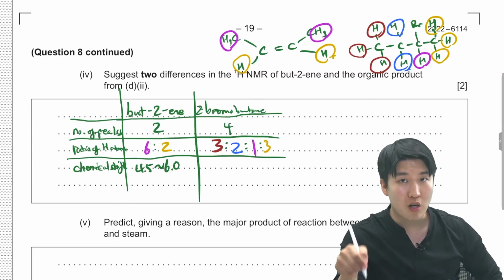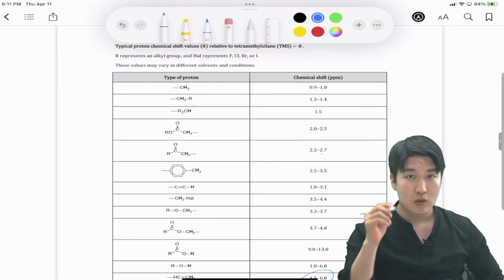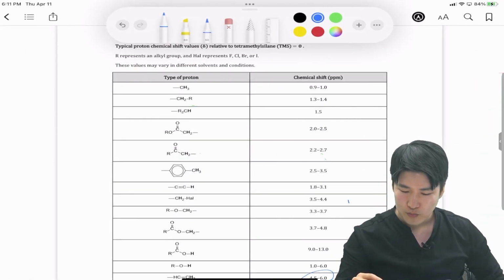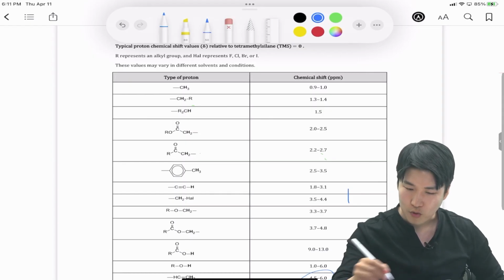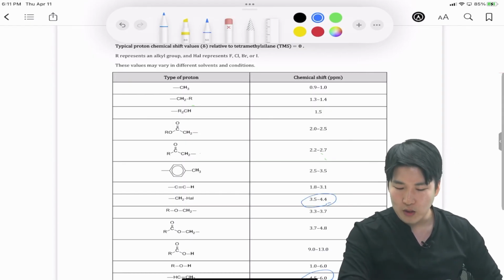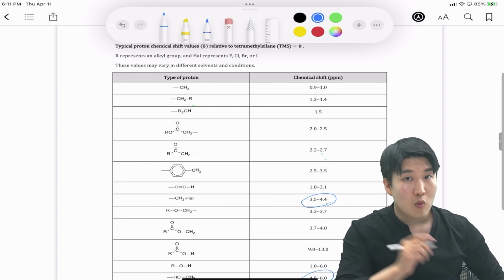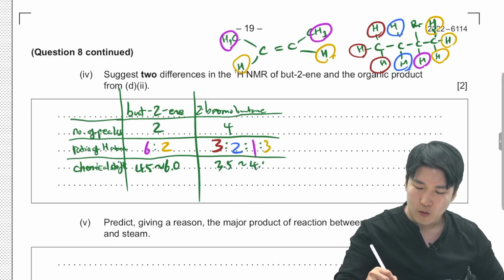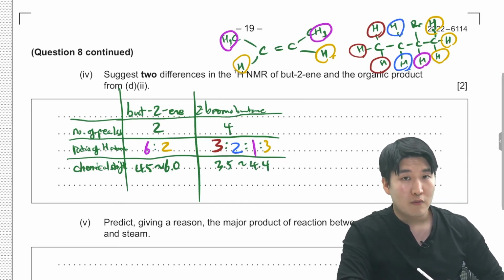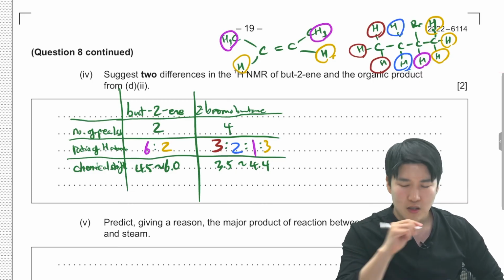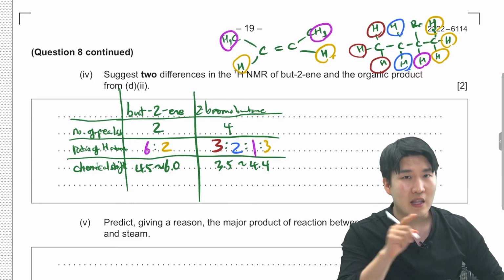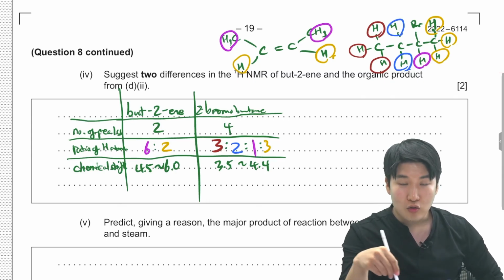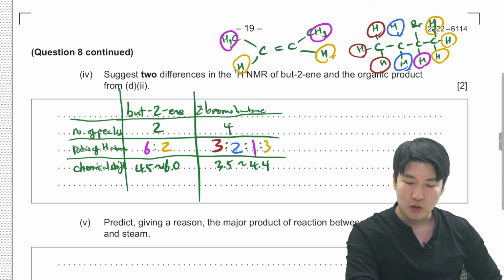What about 2-bromobutane? Well, we have a halogen right there. Therefore, the hydrogen that is bonded to the halogen-bonded carbon right here, 3.5 to 4.5 ppm will be our characteristic hydrogen environment. There will be a peak at the two characteristic hydrogen environments for the two molecules.